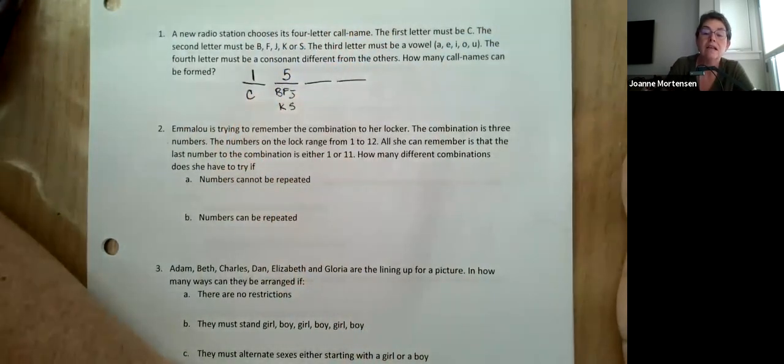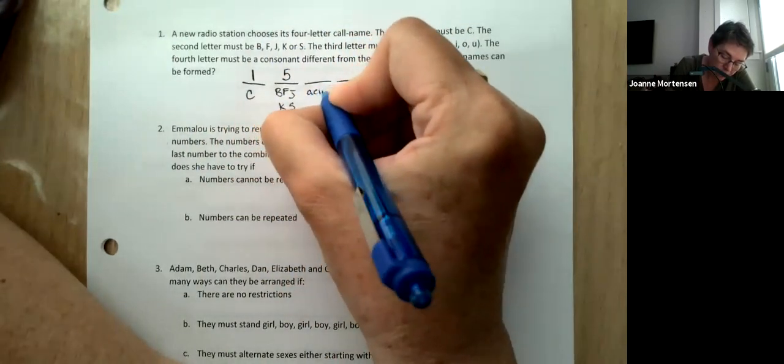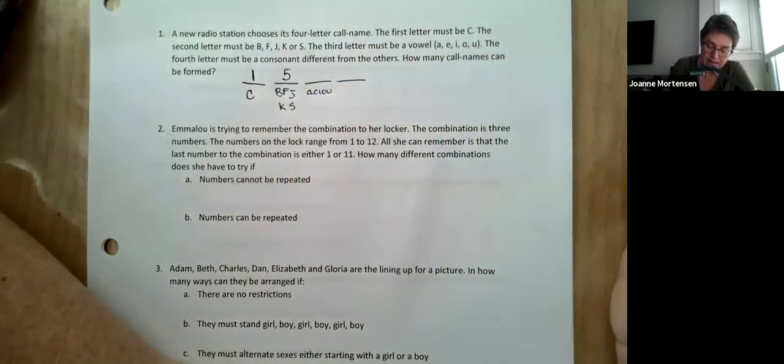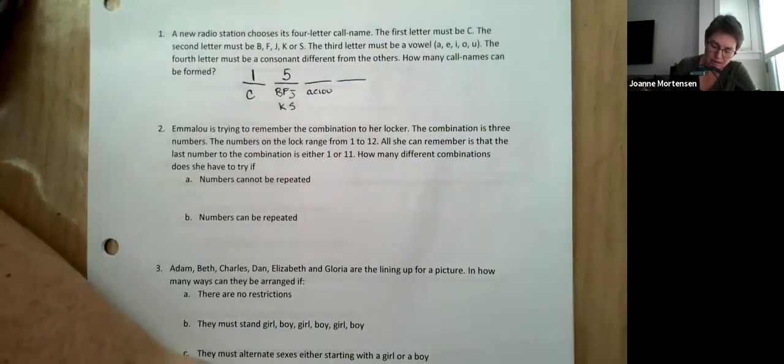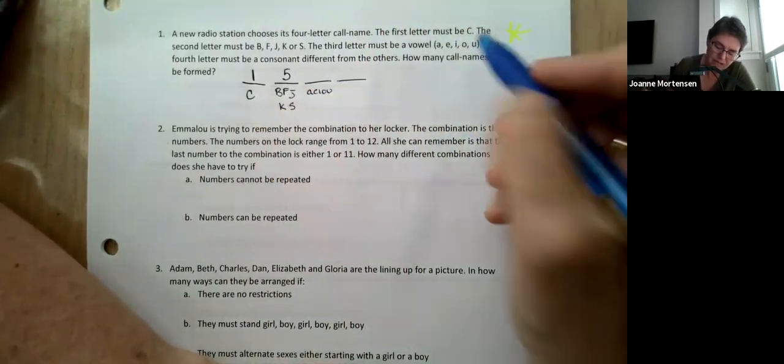The third letter must be a vowel: A, E, I, O, U. And if anybody's wondering why it goes to lowercase, I don't know. It'll probably be fixed on yours. And in fact, I'm going to mark it so that I do fix it. It looks silly. Okay, but that's 5 choices.